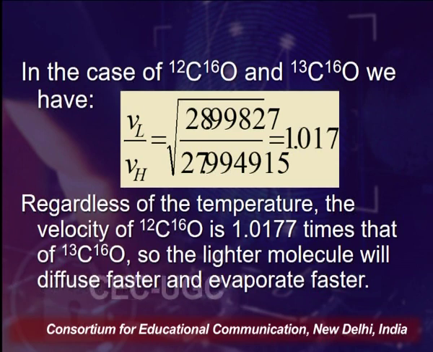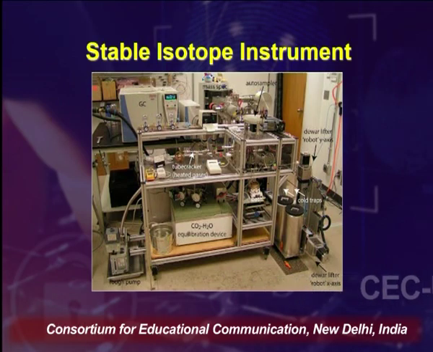So, the lighter molecules will diffuse faster and they evaporate faster too. For the stable isotope measurement, we use a setup.